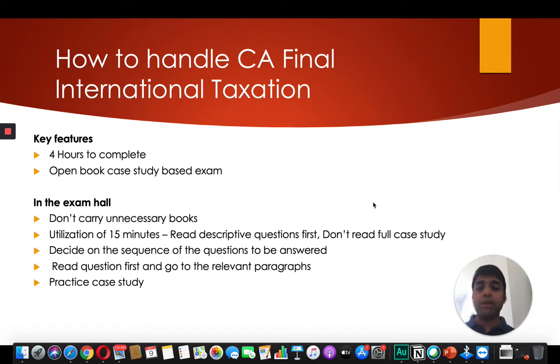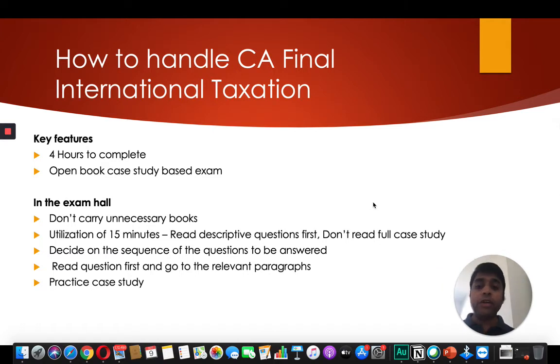Third recommendation would be to decide on the sequence of the questions to be answered. As I mentioned, it's the same thing I am repeating: in the 15 minutes you need to decide on the sequence of the questions. If out of the 5 case studies, in 3 case studies you feel very confident in answering the descriptive question, not only descriptive but the multiple choice questions, then follow that order and answer those questions first. So the decision of which questions to answer first is very important. That is the third recommendation.